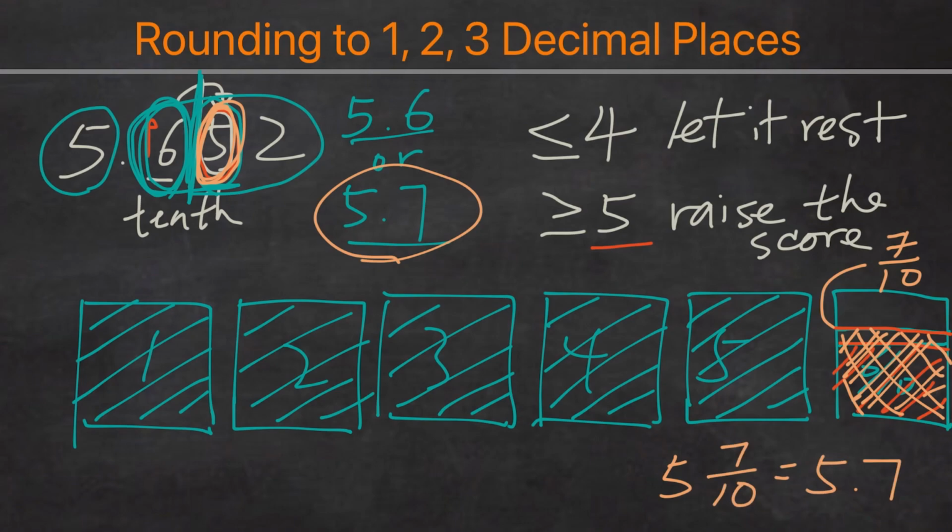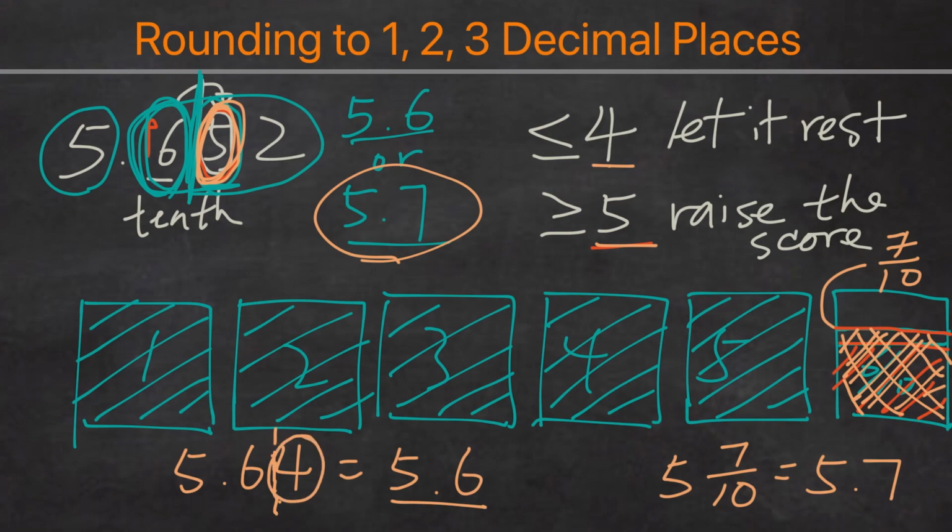And we use the number 4 or 5 as an indicator. Anything 4 or less, we will not round up. Anything that's 5 or more, then we will raise the number. So looking at the same decimal, if we have 5.64 instead, and we're rounding to the 10th place, then this would have become 5.6 rather than 5.7. The number to the right is 4, which means that we will let it rest and we wouldn't round up. Rather, we would leave the 6 as it is.